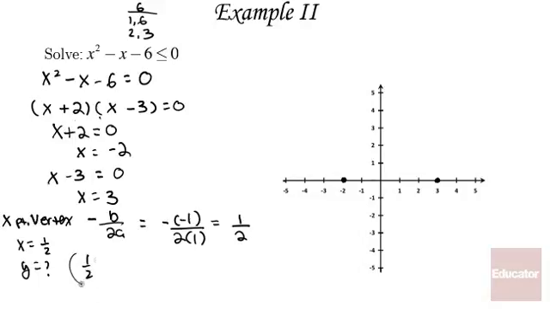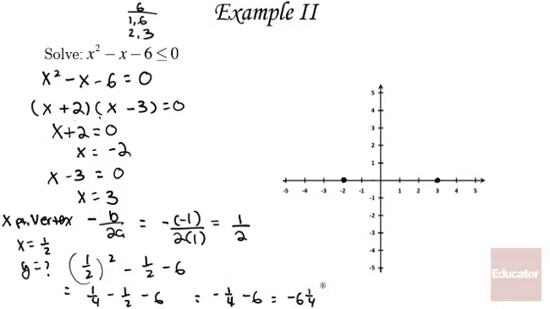That gives me 1/2 squared minus 1/2 minus 6. This equals 1/4 minus 1/2 minus 6. Oh, actually negative 1/4. 1/4, that would be minus 2/4, and that would give me negative 1/4. Minus 6 equals negative 6 1/4. Therefore, the vertex lies at (1/2, negative 6 1/4).